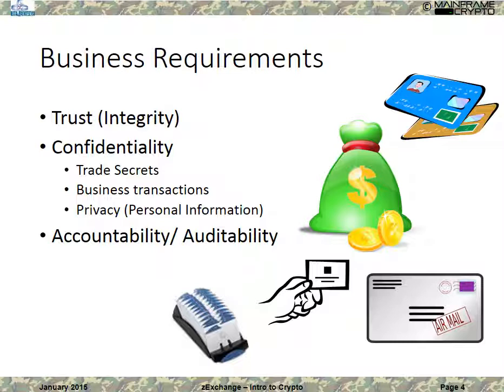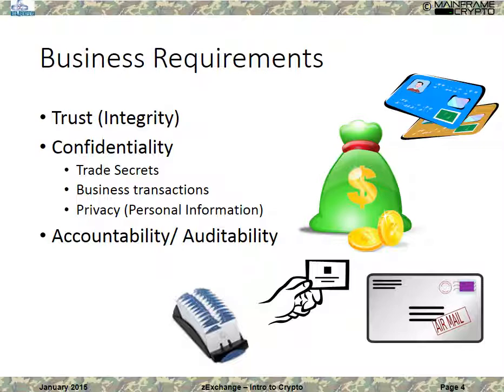Are they valid and accurate transactions? And then auditability is, if there is a breach, if there is a problem, can we go back and look and say, where did the problem come into play? How were the bad guys able to introduce these? So cryptography can help with all of these, not just the confidentiality, but the integrity of the transactions, as well as the accountability and the auditability.